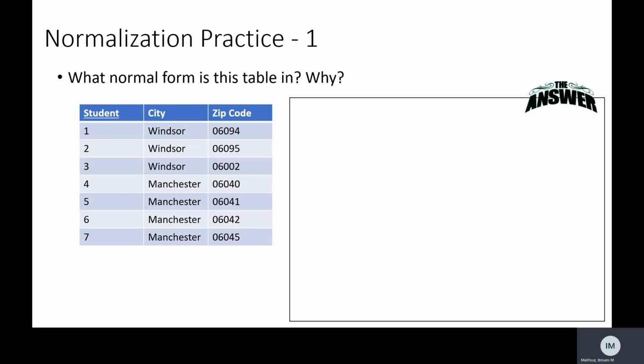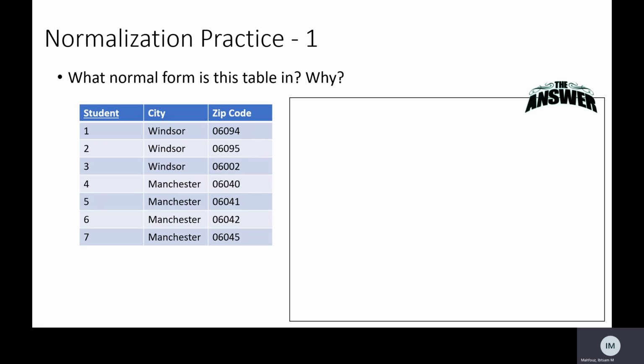Now, let's look at this table and let's ask ourselves, what normal form is this table in? Is this table in first normal form? Here I have a student who's living in a city, and this is the zip code of the student. Do I have any cells that are non-atomic? I don't. Do I have any repeating groups? Here I have the several cities, but those are different zip codes for the same city. So I don't have anything repeating. So is this table in first normal form? Yes, because we don't have any repeating groups.